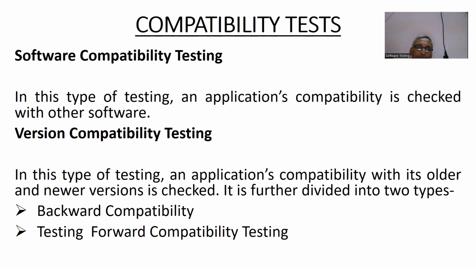Next one, software compatibility testing. An application's compatibility is checked with other software. For example, if an application has a feature that allows the user to generate a PDF file, the user should be able to open this PDF file in Adobe Acrobat Reader.